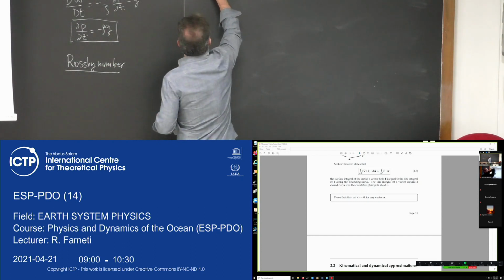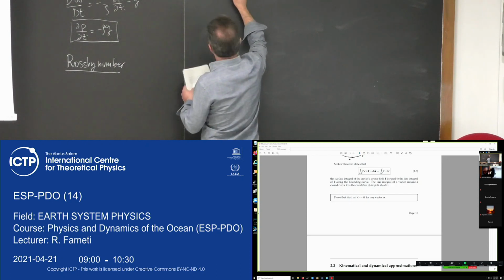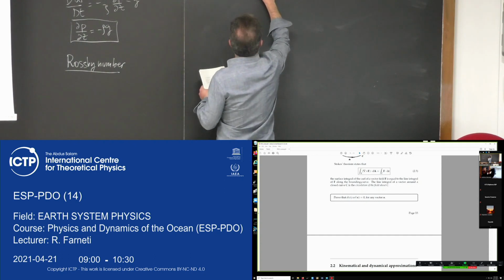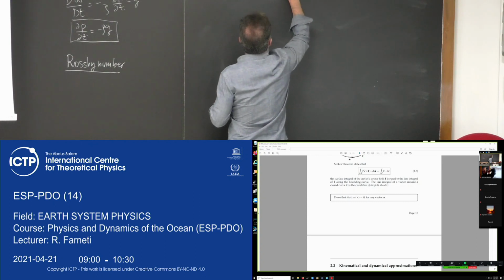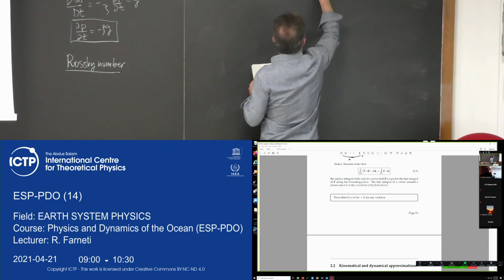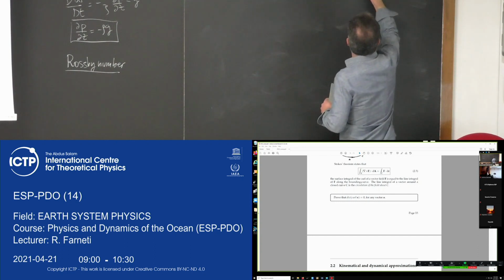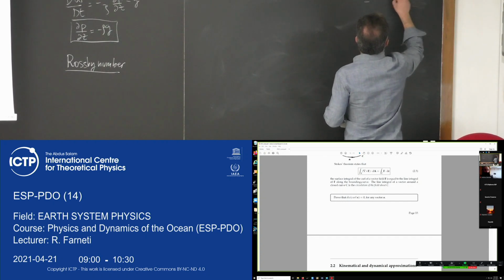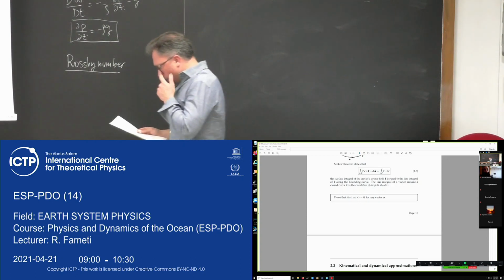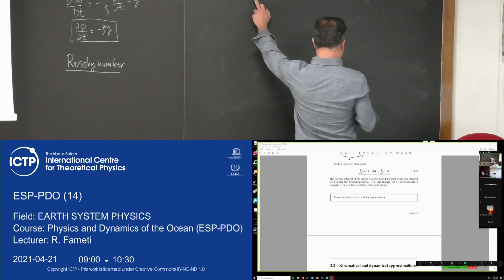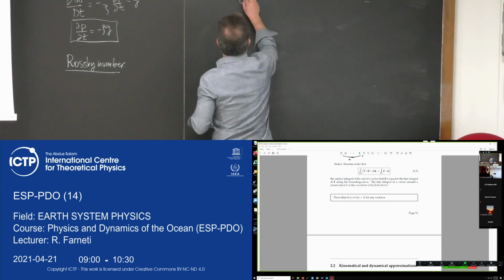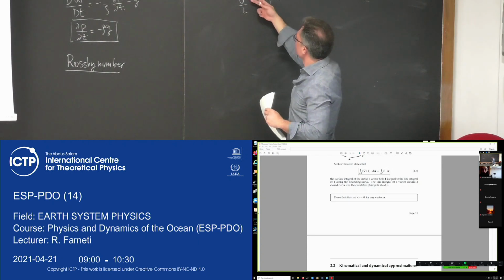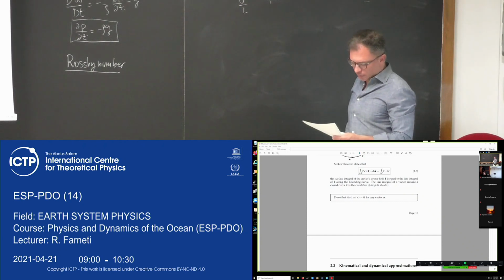Okay, so if you take again the horizontal momentum equations, where V is (U, V, W) and U is (U, V, 0). Okay, so if you make a scale analysis again of the second and third term, you have U squared over L, and then you have FU. Typical velocity, typical length scale, typical velocity, and F, the Coriolis parameter.